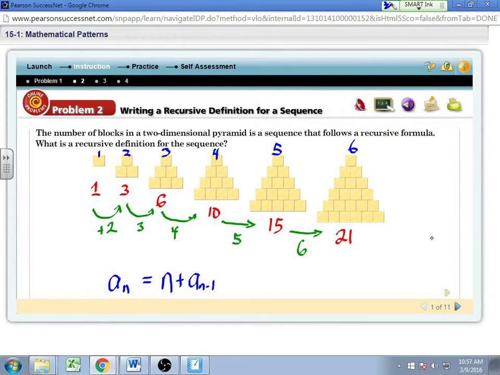So this would then be what kind? Recursive, because it uses the previous one. If you flip to the back, you can then see how we actually find that. And then where it says a sub n equals dot dot dot, we want to fill that in.